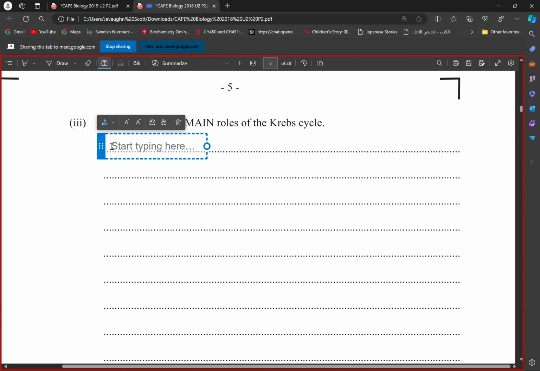Sir, it produces energy, and doesn't it also produce NADH and FADH2 that we use to transport electrons? Okay. Okay, lovely.